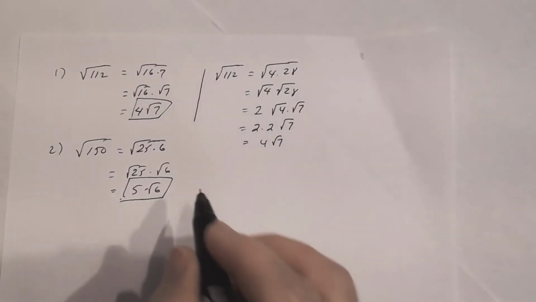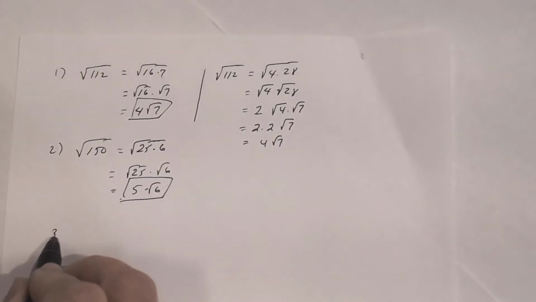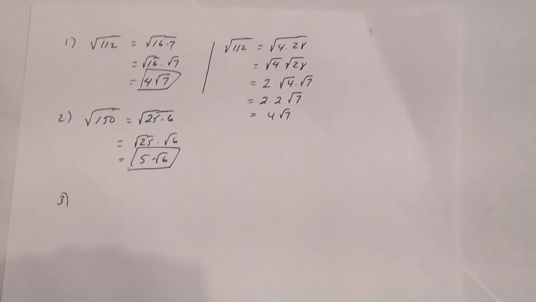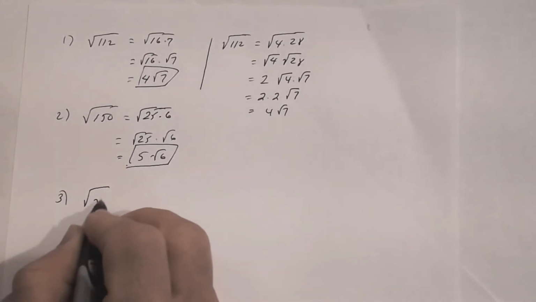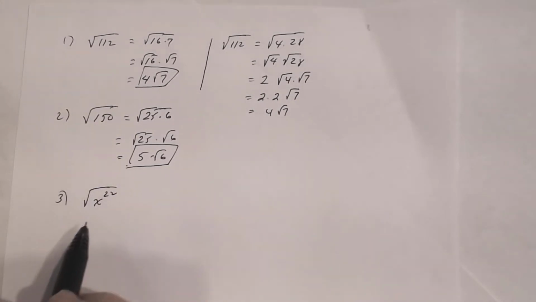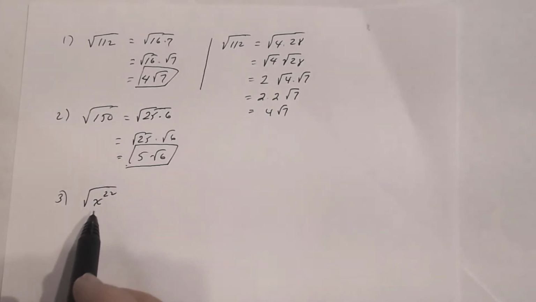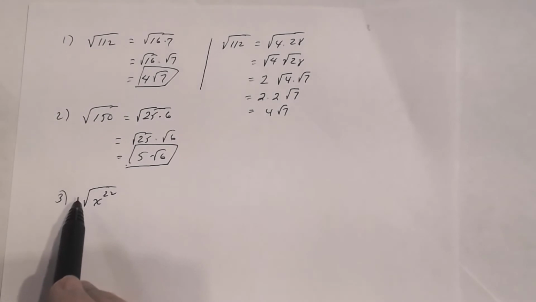All right, number 3, we have the square root of x to the 22nd power. All right, so the index is 2. So the thing is this: you can simplify a variable raised to a power if that exponent is greater than or equal to the index, and it is.